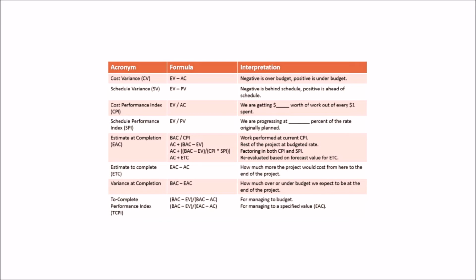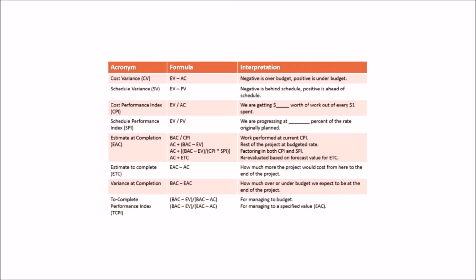Estimate to complete, ETC, is calculated by using the formula EAC minus AC. ETC indicates how much more the project would cost from here to the end of the project. Variance at completion is calculated by the formula BAC minus EAC. This indicates how much over or under budget we expect to be at the end of the project.